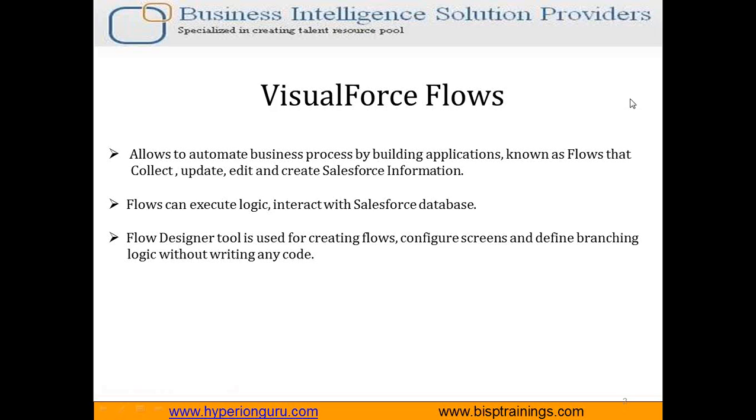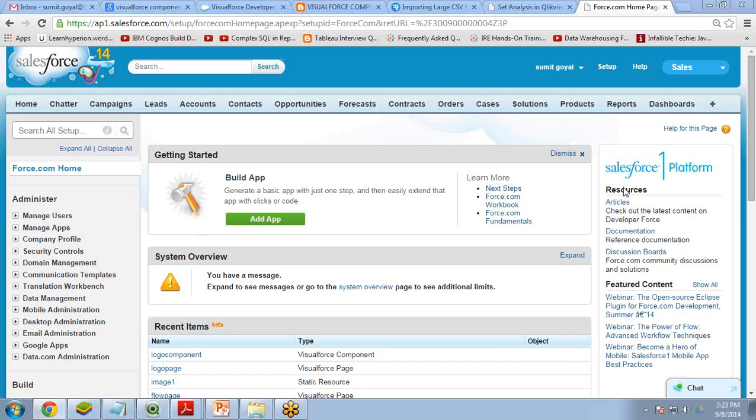So first of all, let me log into my Salesforce. As you can see here, I have already logged into my Salesforce. Now what I wanted to do is I want to create a flow. My scenario is I have to create a flow, and in that flow I want to save the record into the account object. So let's see how to create a flow.